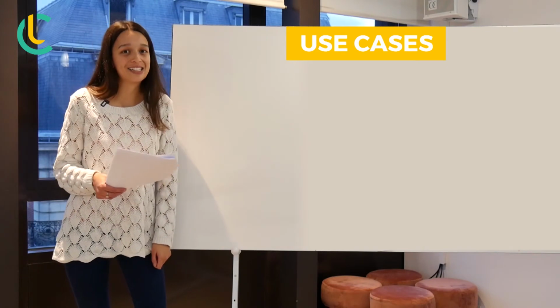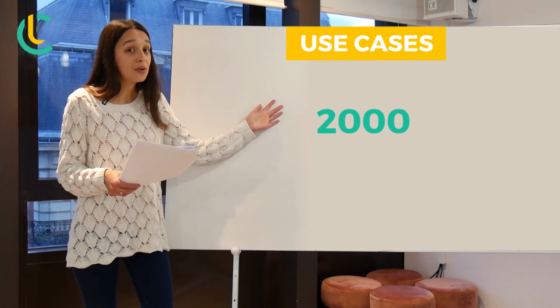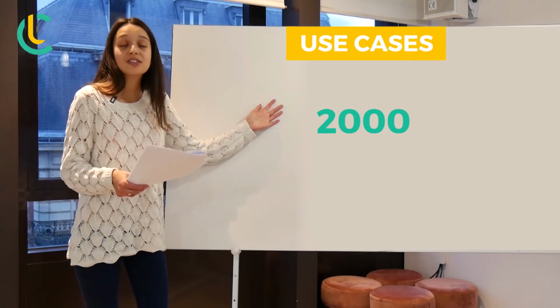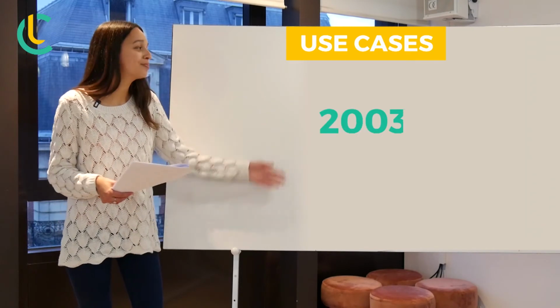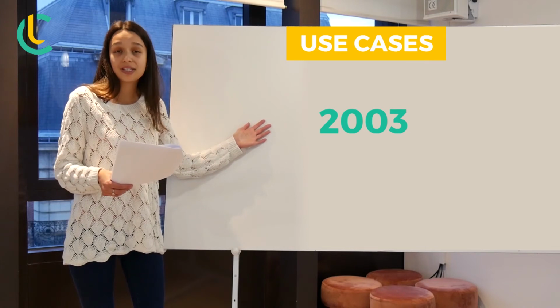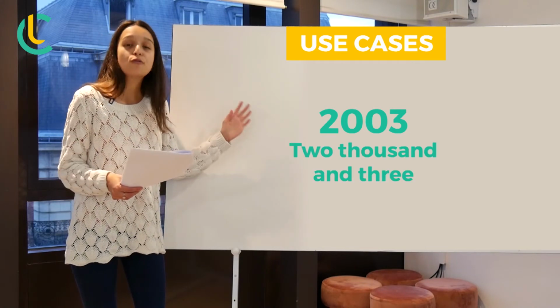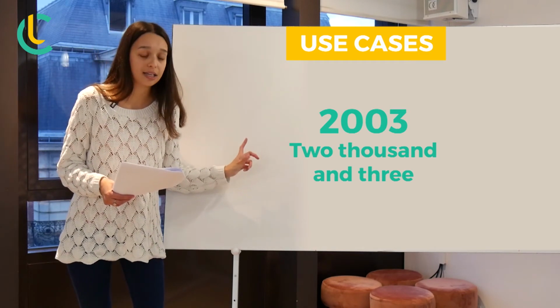So let's move on to the next example. How about this year? So this year we would say just like the number, so we would say 2000. So for any millennium years, 1000, 2000, 3000, it's pronounced exactly the same as the number. So the next example, how about this year? So for this year, we would say 2003. So for the years between 2001 and 2009, we would say exactly the same.